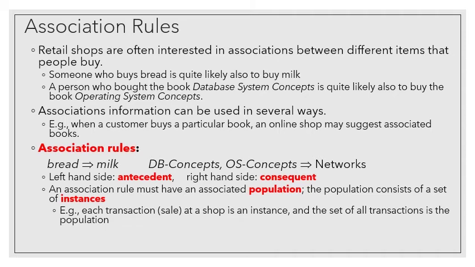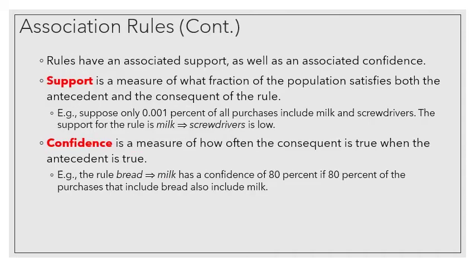For example, each transaction of sale at a shop is an instance and the set of all transactions is the population. Okay. So we'll have a population with each association rule. Now these rules have an associated support as well as an associated confidence. So what is support? Support is a measure of what fraction of the population satisfies both the antecedent and the consequent of the rule. For example, suppose only 0.001% of all purchases include milk and screwdrivers. The support for the rule screwdrivers is associated with milk is low.